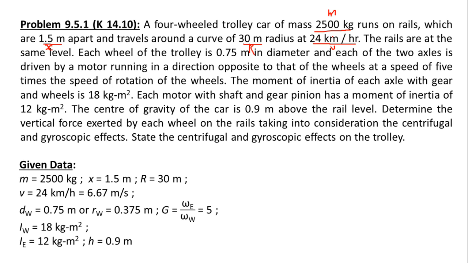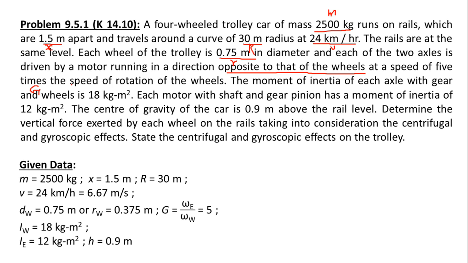Each wheel of the trolley is 0.75 meter in diameter, which gives small r, and each of the two axles is driven by a motor running in a direction opposite to that of the wheels. So I have to put a minus sign between the two couples. At a speed of 5 times the speed of rotation of the wheels. So this gives your gear ratio 5.